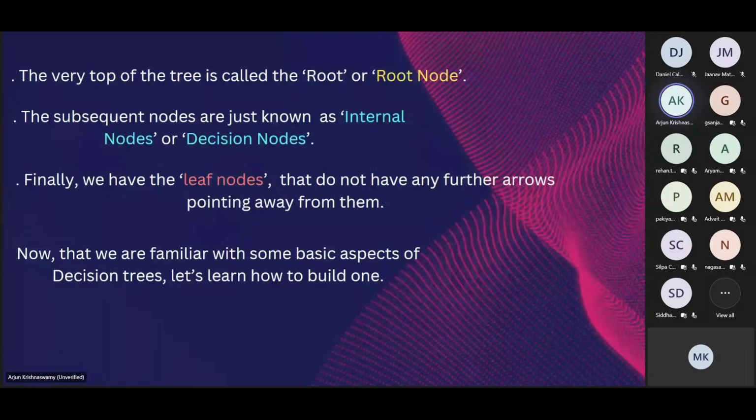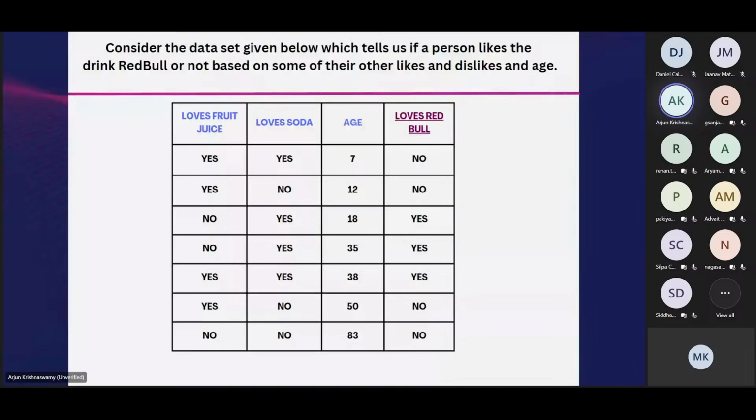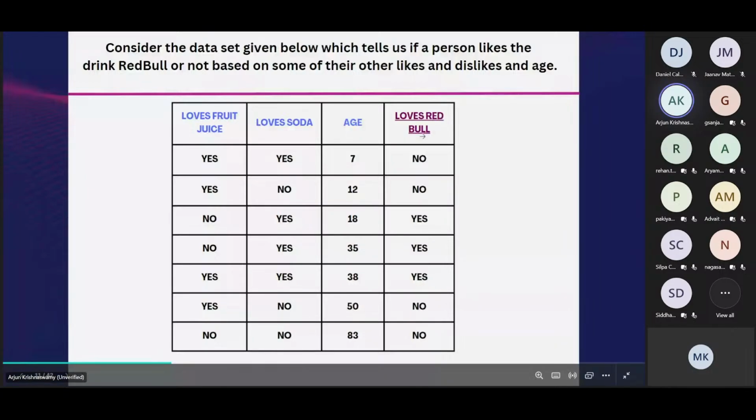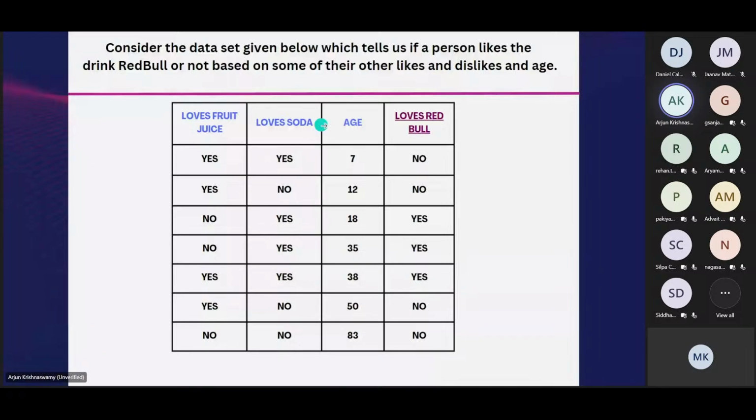So now that we are familiar with the major terms related to decision trees, we'll move ahead to building one from scratch. We will be using a very simple data set, and our objective here is to predict if a person loves Red Bull or not. We do that using some of the likes and dislikes of the person, and these are known as the features, and this is the target. So the target is to predict if a person loves Red Bull or not using these features. The three features are loves fruit juice, loves soda, and age. Based on this, we'll be predicting if a person loves Red Bull or not.